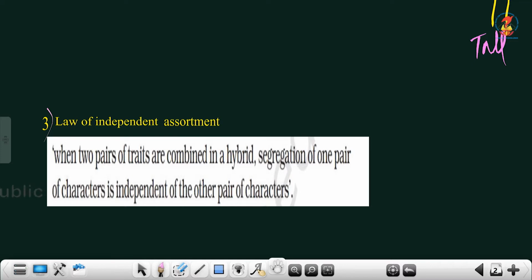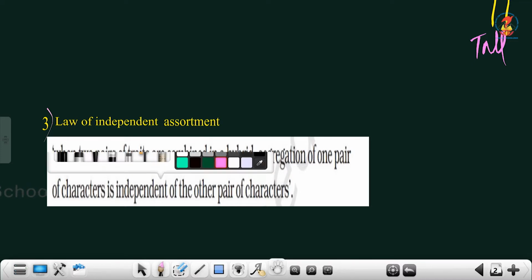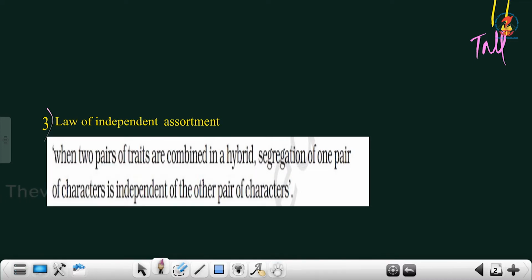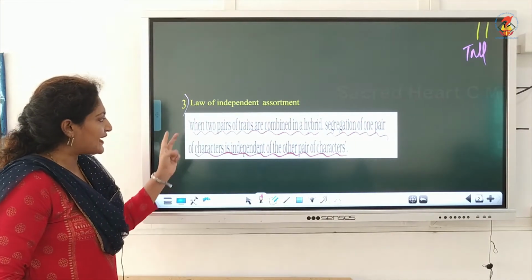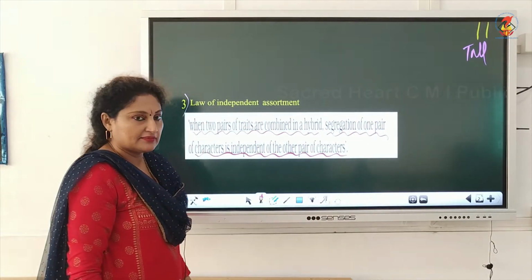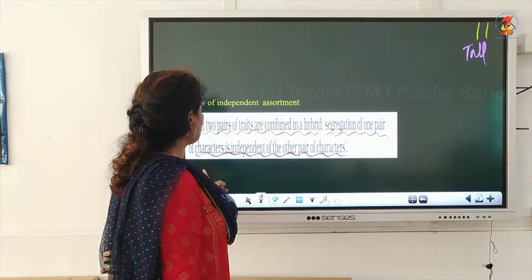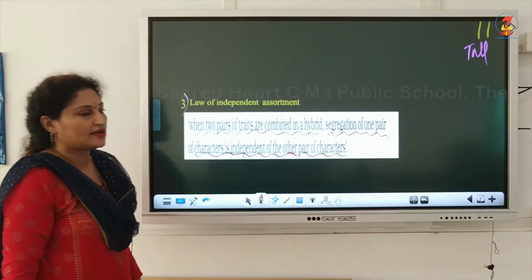When two pairs of traits are combined in a hybrid, segregation of one pair of characters is independent of the other pair of characters. Learn it as it is. Once again, when two pairs of traits are combined in a hybrid, segregation of one pair of characters is independent of the other pair of characters.